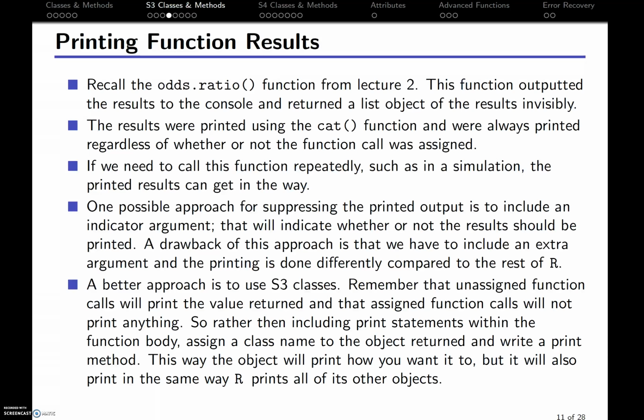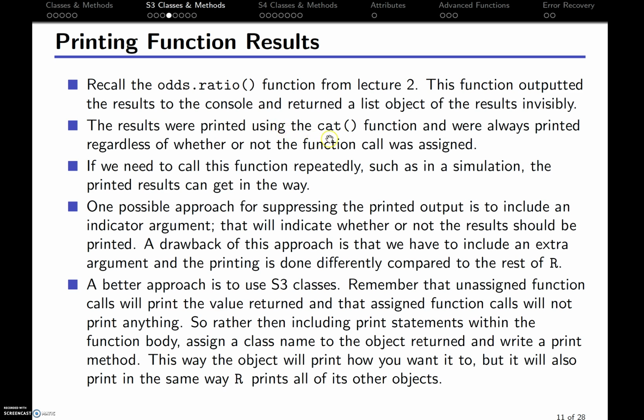Recall that odds ratios function from lecture 2. This was returned with a list of the objects that were invisibly stored within the object. However, the results were always printed using a cat function, if you recall. Go back and take a look if you don't recall that. But we got the cat function to provide console output, but then the stored output was a little different than that. Let's say we wanted to call this odds ratio function many, many times, say 10,000 times within a simulation.